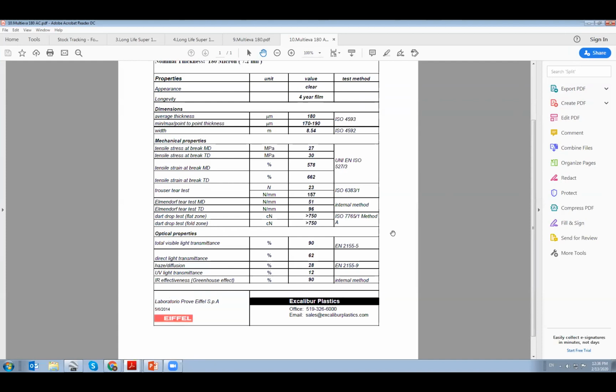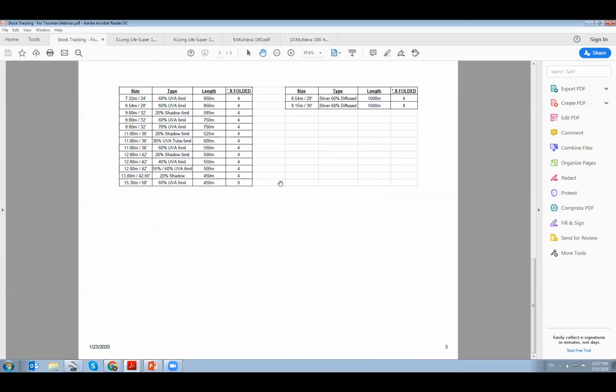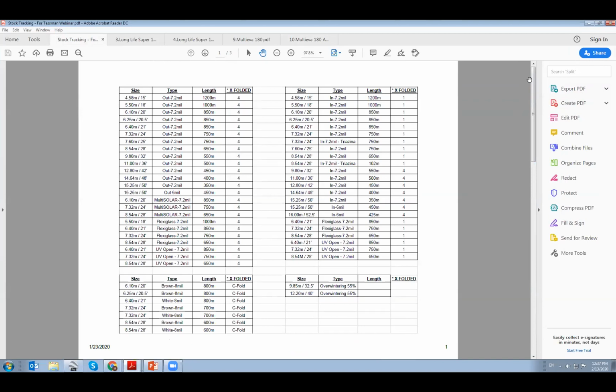There you go. Okay, so I'm going to start here with our stock. Basically, like I said, we have between $2 to $3 million worth of stock, in all different sizes and widths, 7.2 mil, different formulas that we can cater to any sort of plant or type of produce that's being grown.